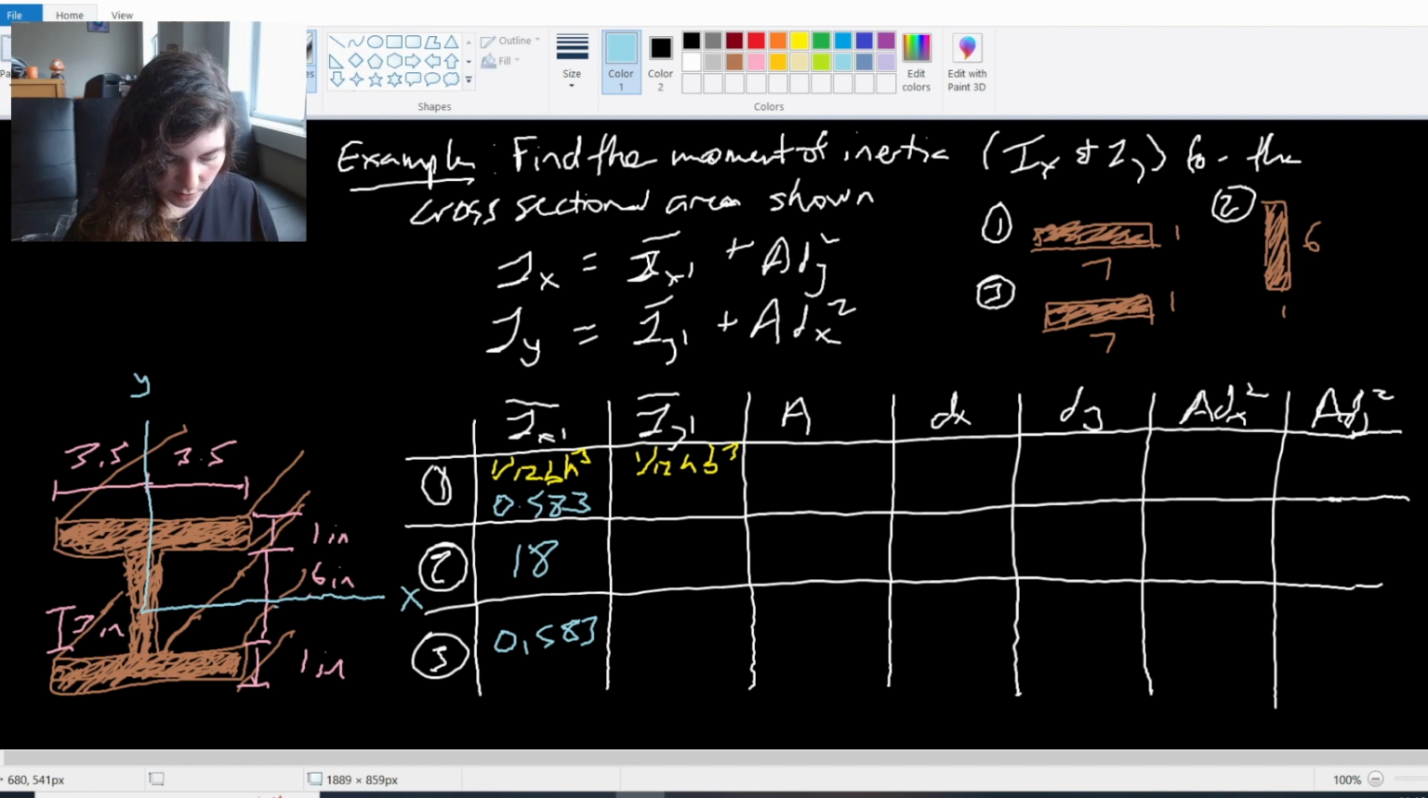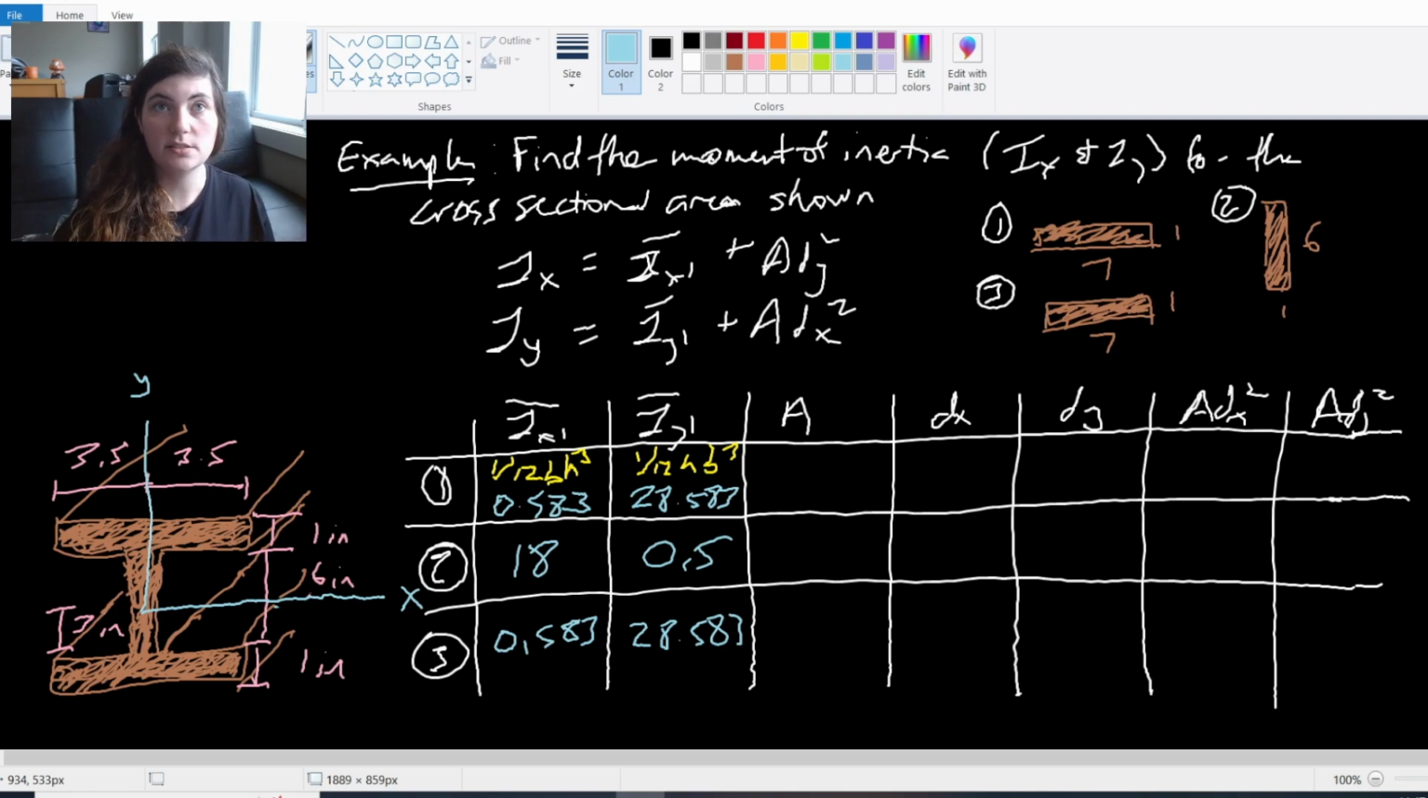Now flip it and reverse it. We have 1/12 times 1 times 7 cubed. Gives me 28.583. Mirrored exactly to my 3. And then I plug in for my vertical guy, shape number 2 is 1/12 times 6 times 1 cubed, 0.5, right? Just pulling the numbers from my shapes into the equations that I pulled from my table, putting that all into my calculator.